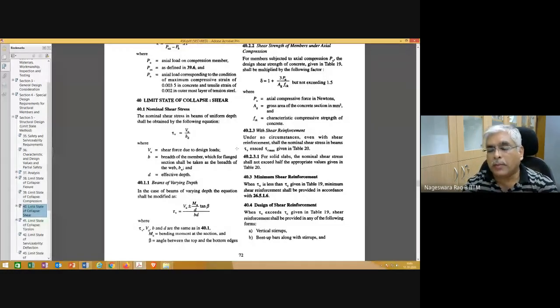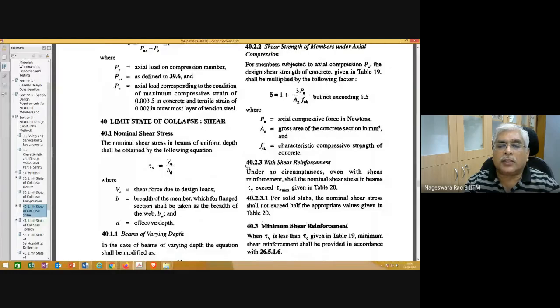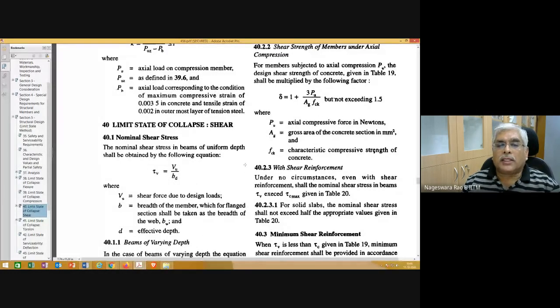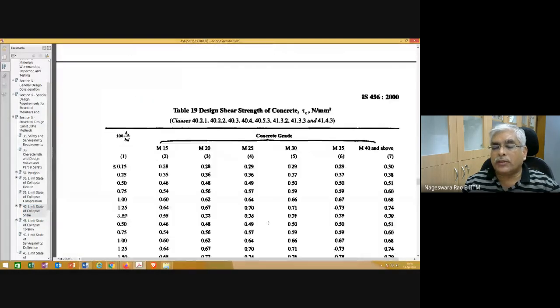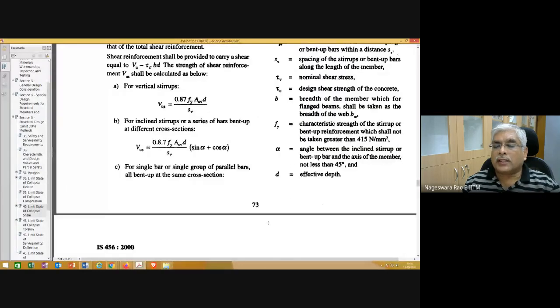Whatever members we designed so far, we provided only flexural reinforcement, running along the length of the beam. So what is the shear? How to take care of the shear? Let's go through the codal provisions in today's class, and we'll try to understand in detail in the subsequent classes. Limit state of collapse under shear is given in pages 72, 73 as well as 74.